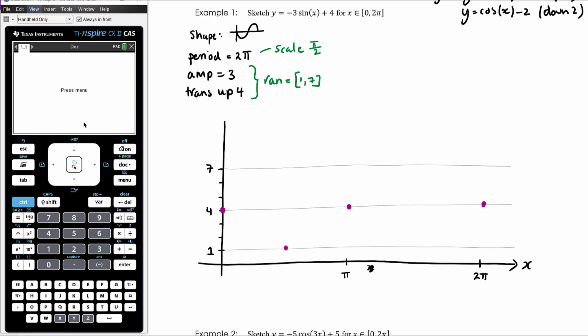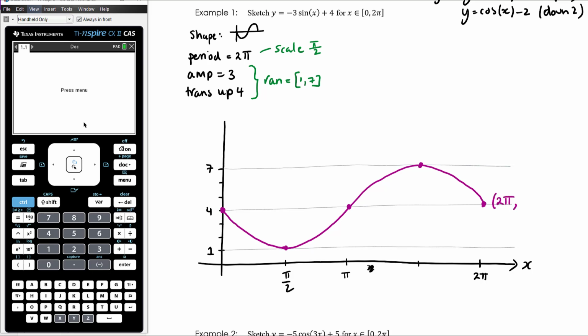Sorry, I did forget about actually scaling my axis in units of pi on 2. So we'll have a minimum at pi on 2 and a maximum at 3 pi on 2. Join the dots. So these graphs are nice and easy when we translate them high enough that they no longer hit the x-axis.